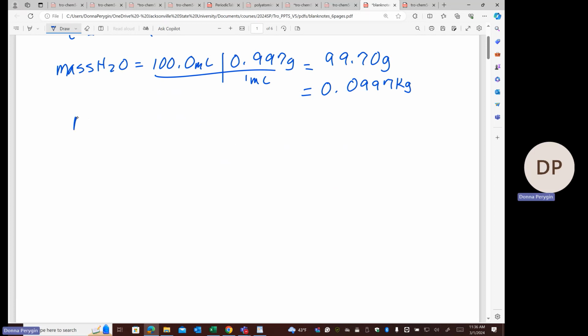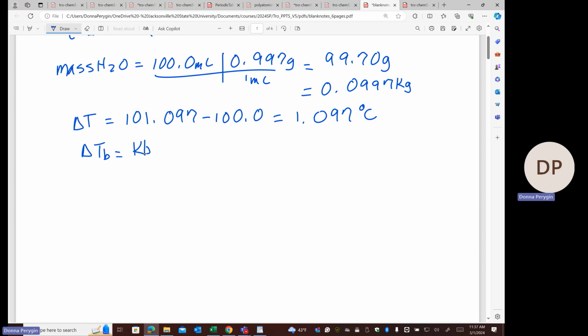Okay, my delta T, and again, I made these numbers up, is 101.097. So that was the boiling point that I'm using for my water. It's not the one in the video. Minus 100.0, that's the boiling point for my pure water. And that gives me a delta T for this example of 1.097 degrees C.